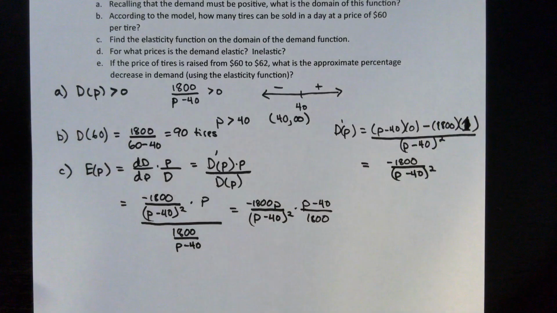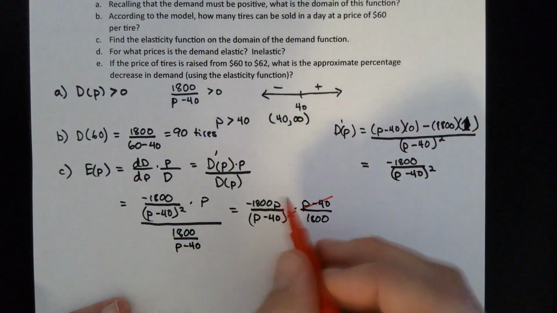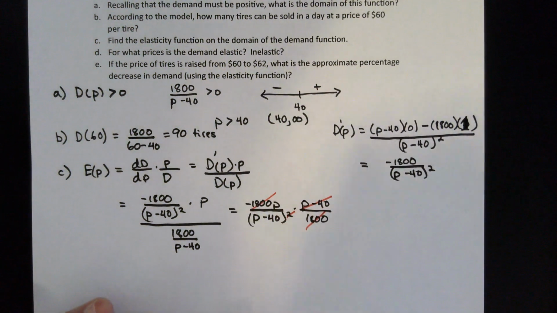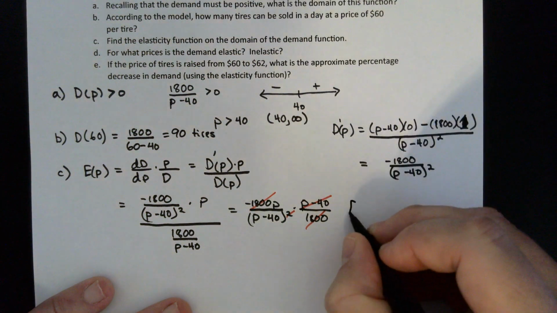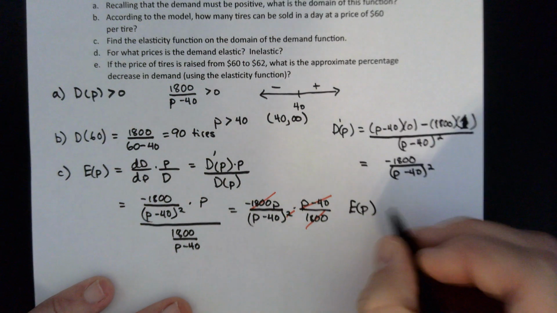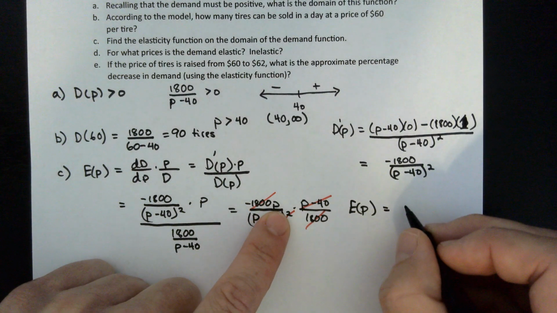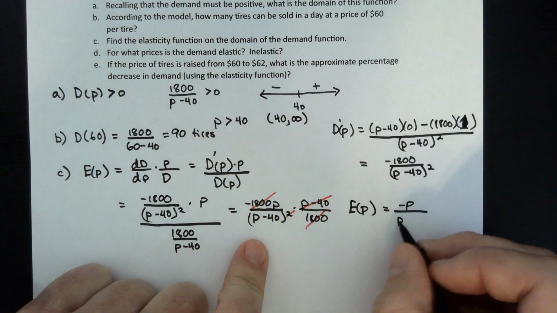Okay, and you can see a few things cancel. This p minus 40 cancels, and it brings this exponent down to a 1. And this 1800 cancels, leaving a negative and a p. Okay, so that's going to be E of p, this is my elasticity function, is equal to negative p divided by p minus 40.